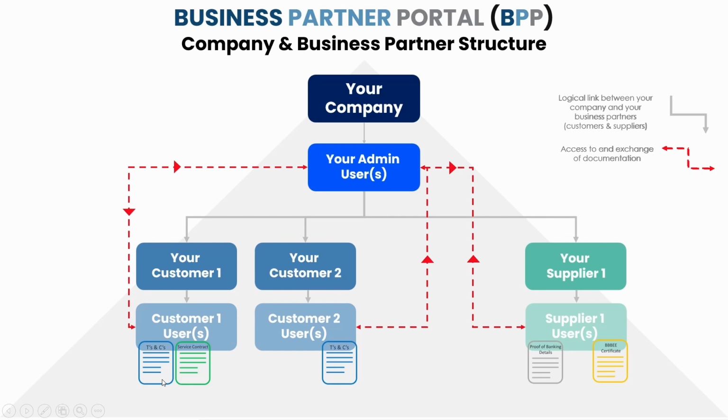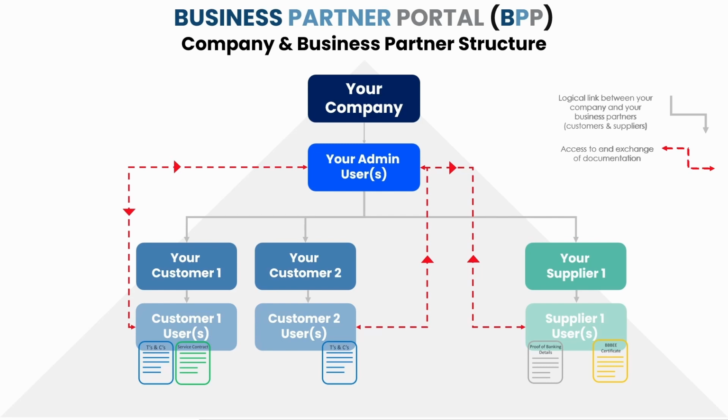You as the company can set up your default requirements that you have for customers and suppliers. Do you require terms and conditions and service agreements or service contracts from your customers? Do you require proof of banking details and BEE certificates from your suppliers? This setup you can specify when we create your company on the Business Partner Portal.